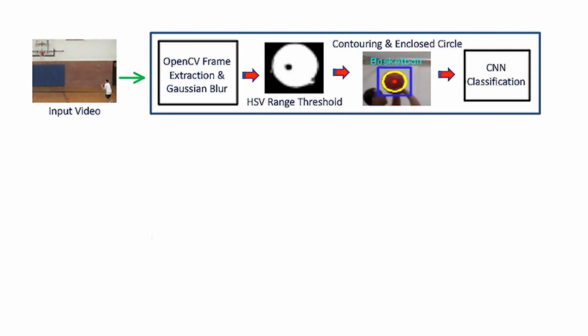Build process. We will extract frames from the input video using OpenCV and apply multiple image filtering. We will create a mask based on the HSV range threshold of the color orange. From the mask, we will take the contours and apply the enclosing circle function. From the enclosing circle function, we can extract the center of the circle. We will use the circle to create a bounding rectangle, and then that rectangle will be extracted as an ROI and passed on to the classification model to predict if the object is a basketball or not.